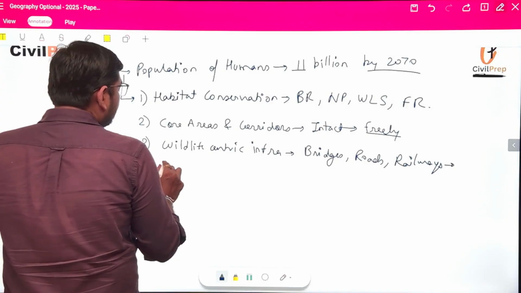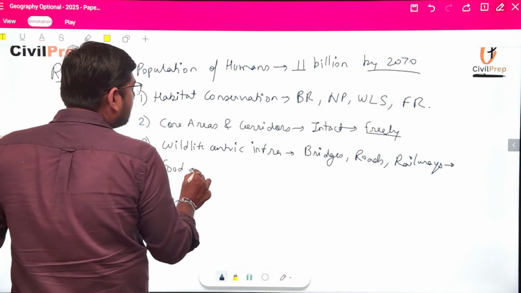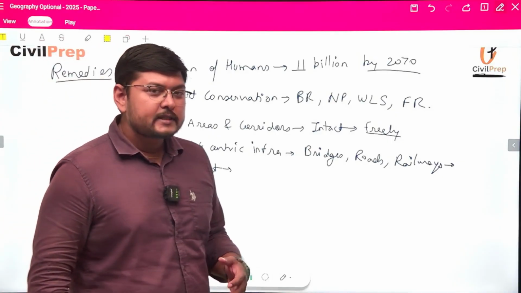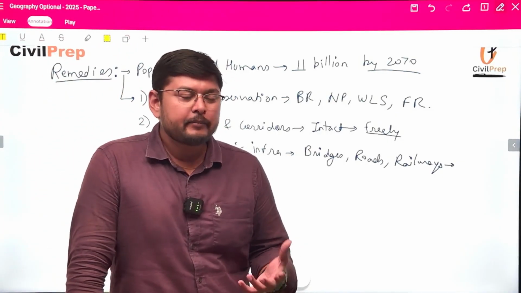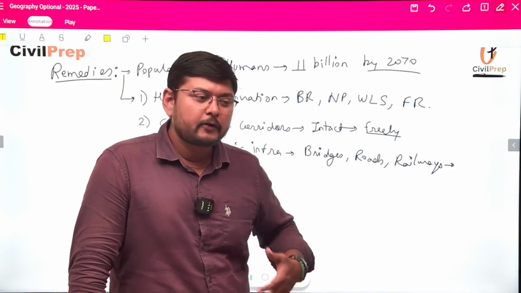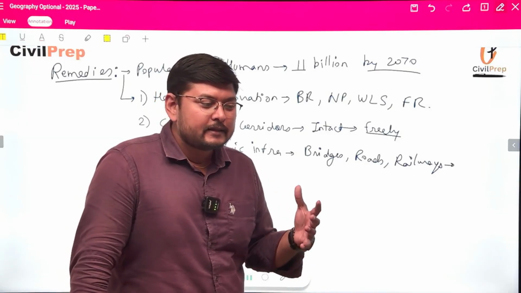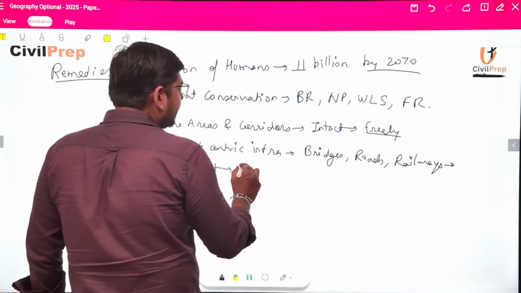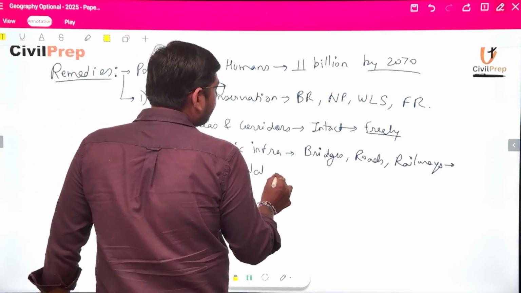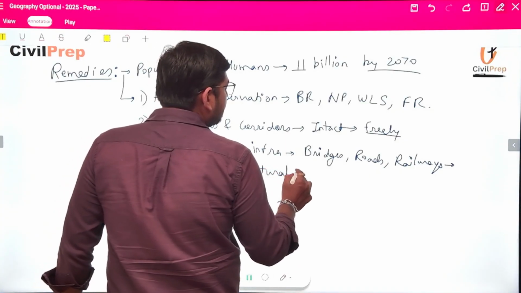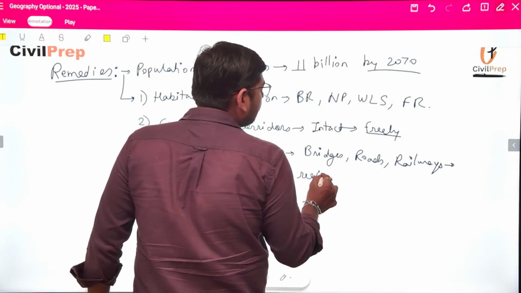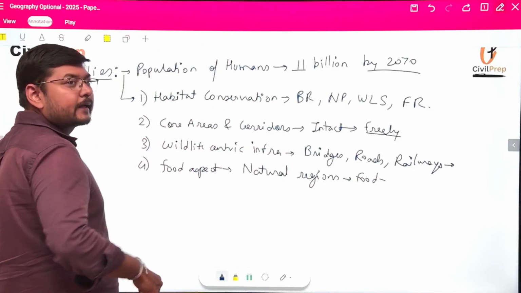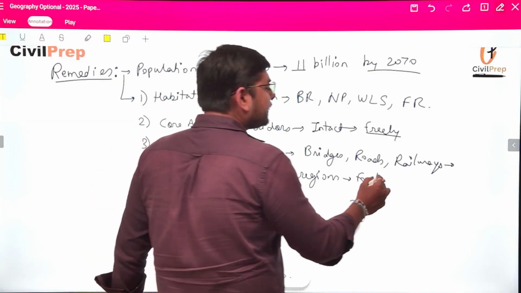Fourth thing, the food aspect. We have to provide food to the animals also because it is their natural right. But at the same time, we also need our economic development. But for our economic development, we cannot just take the food away from the animals. So the food provision should be there, and there should be natural regions where food is available to them, and it will result in a decline of conflict, majorly in the agricultural areas.